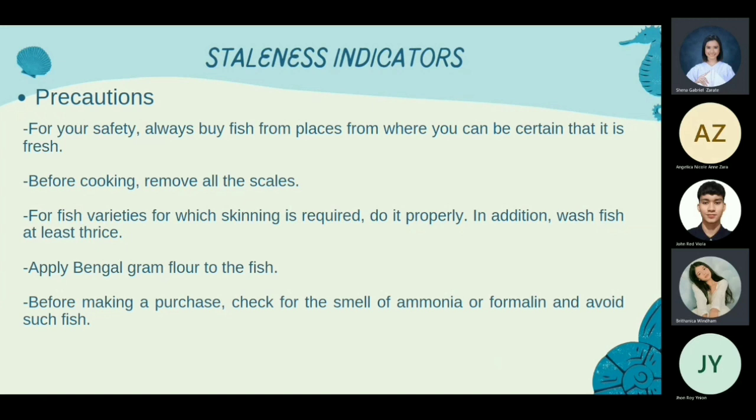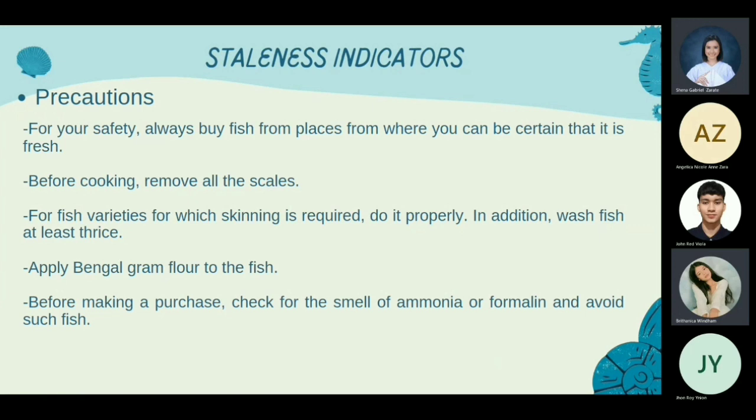So the staleness indicators precaution. For safety, always buy fish from places where you can be certain that it is fresh. It's better if you buy in the fish port or a trusted market. Second, before cooking, remove all scales. Third, for fish varieties for which skinning is required, do it properly. It is important to make sure that it is clean. In addition, wash fish at least thrice. Apply Bengal gram flour to the fish.